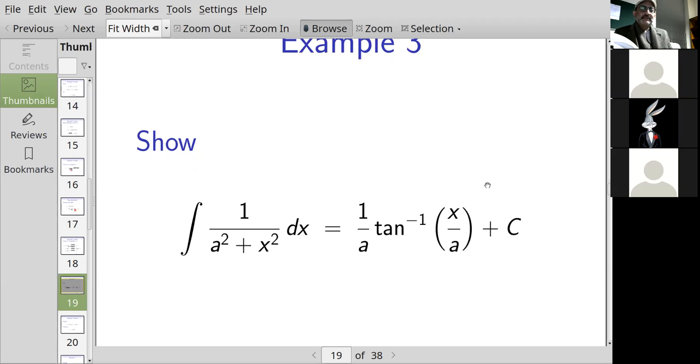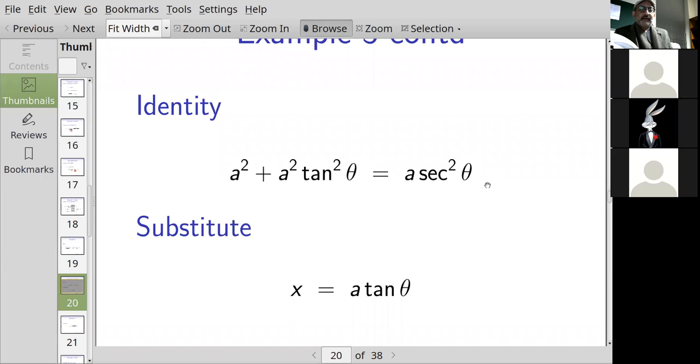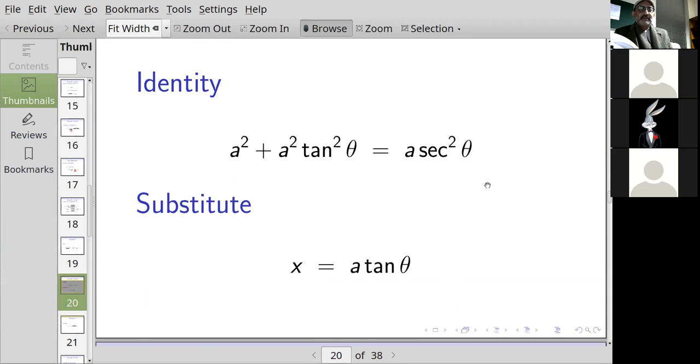Okay, so for something of this form, you can try a substitution of the form x is equal to a tangent theta. Okay, so I think that's enough for today. Hopefully we'll finish off the trig substitution discussion in the next class.